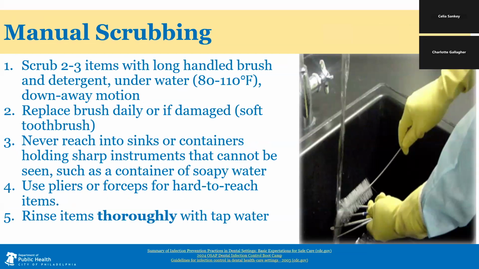When manual scrubbing, scrub 2 to 3 items at a time with a long-handled brush and detergent. Replace the brushes daily or if damaged. If cost is a concern with brush replacement, consider using disposable toothbrushes. Never reach into water-filled sinks. Just use long-handled pliers and heavy-duty utility gloves for hard-to-reach items, and again, rinse completely.